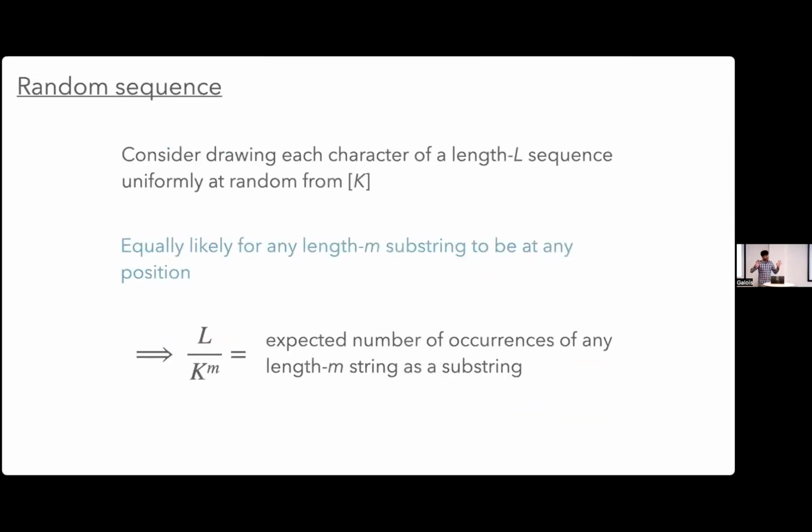All right, so consider drawing each character of a length L sequence uniformly at random from this alphabet K. Now, it's equally likely for any length M substring to be at any given position, and there are k to the m possible strings of length M. So L over k to the m is the expected number of occurrences of any length M string as a substring.